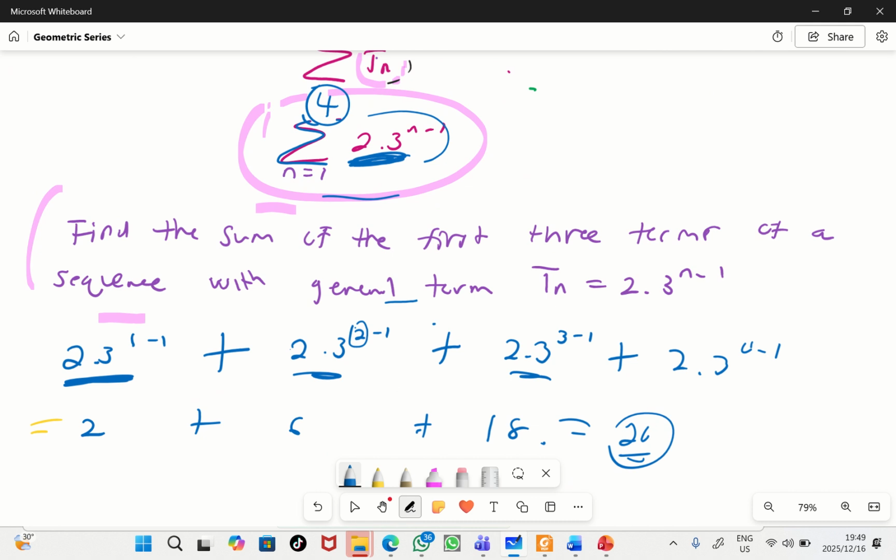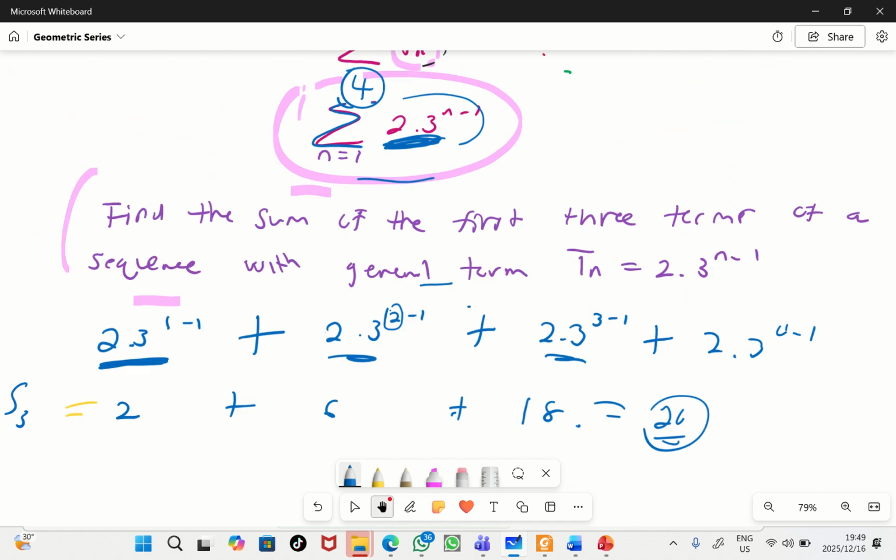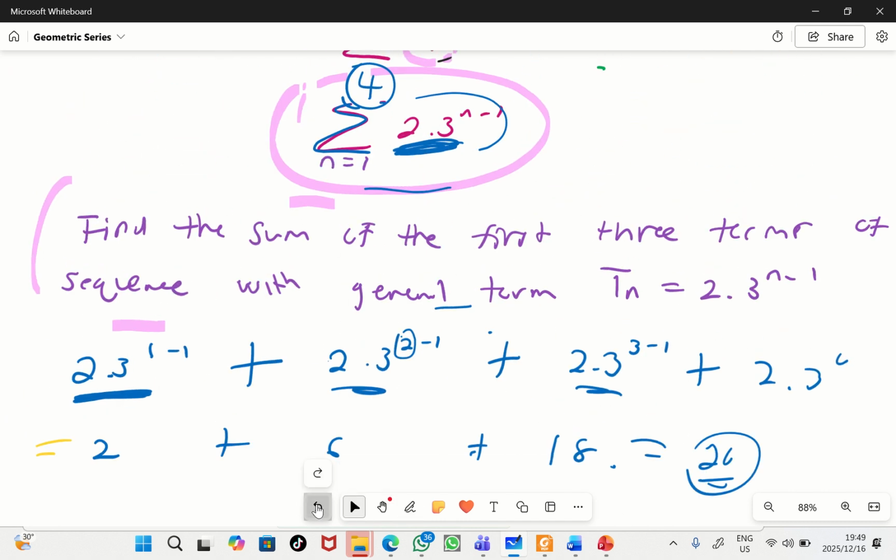All right. So now this thing, as I said, yes, n equals 1.